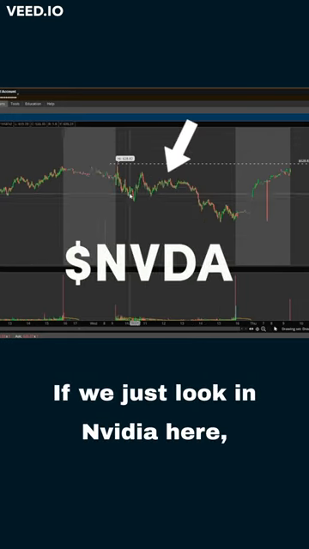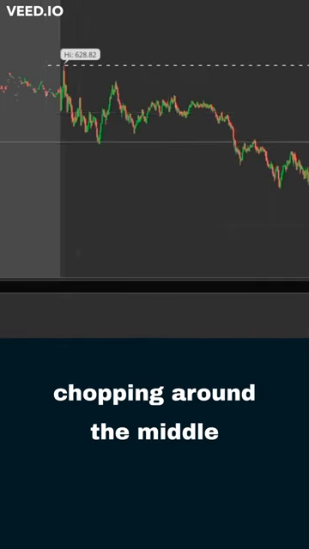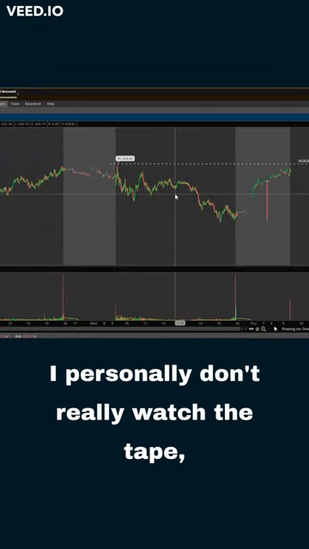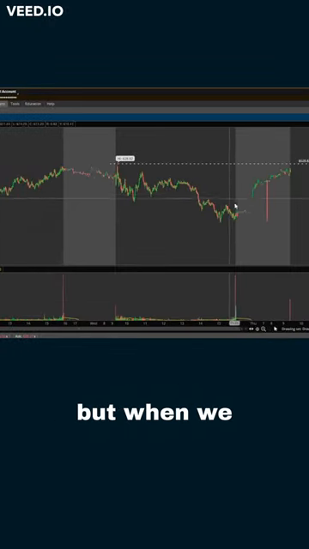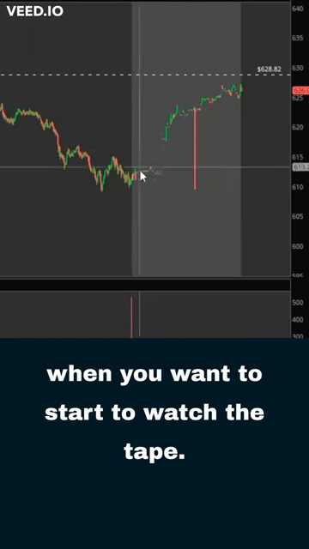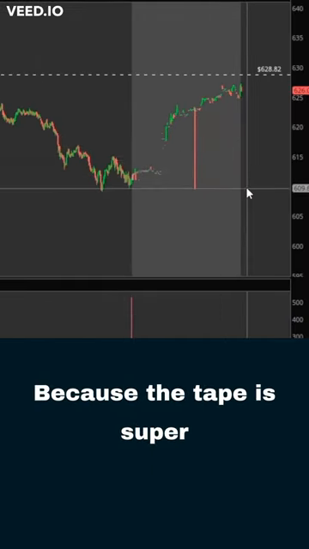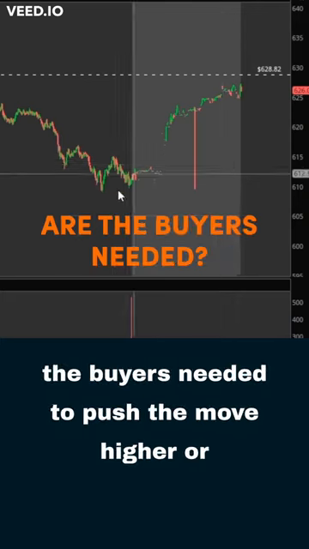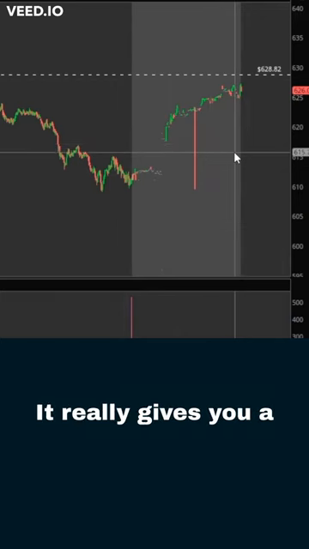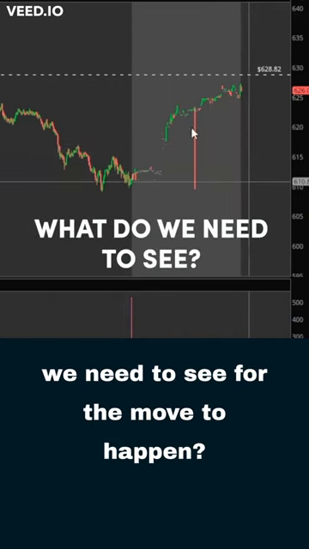If we just look at NVIDIA here, when we are just chopping around the middle, so price action is just kind of in the middle of nowhere, not really near any key levels, I personally don't really watch the tape. But when we get to key dip buy levels, key breakout levels, that's when you want to start to watch the tape, because the tape is super important in recognizing: are the buyers needed to push the move higher, or are the sellers needed to reject the move, right? It really gives you perspective of what we need to see for the move to happen.